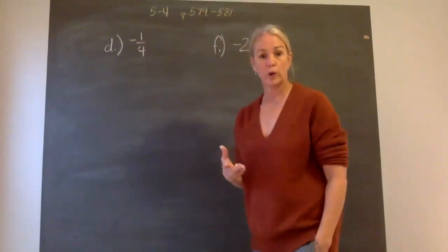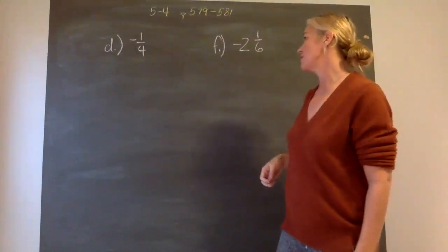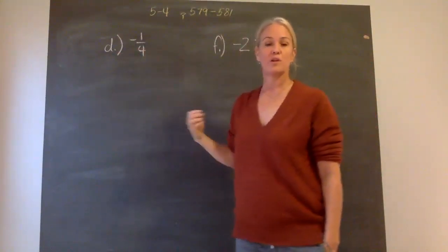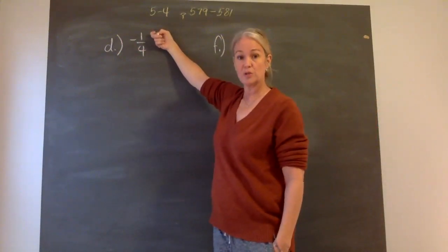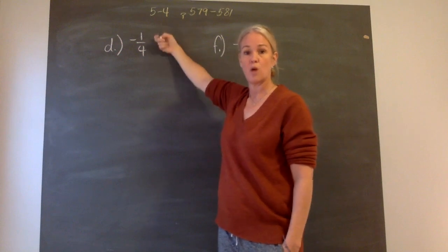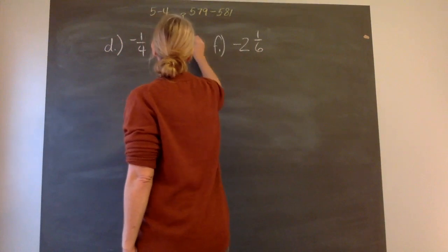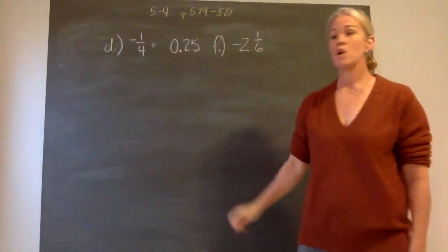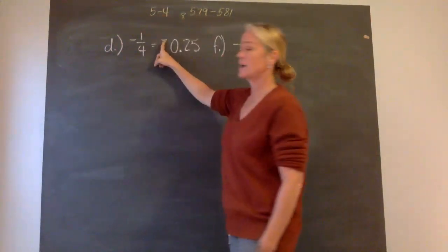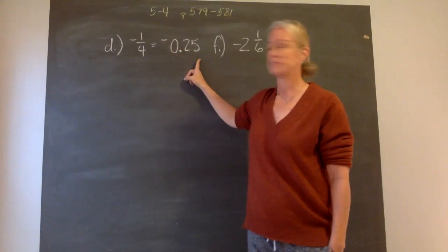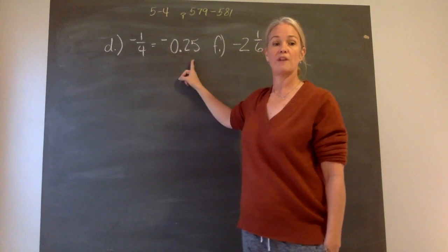We're going to finish off here quickly with some examples from the book. We're going to look at letter D and letter F from page 581. I have negative 1/4 here, and I want to write that as a decimal. To change a fraction to a decimal, you divide numerator by denominator. 1 divided by 4 gives you 0.25. We just have to make sure we use the negative sign. So negative 1/4 is equal to negative 0.25.